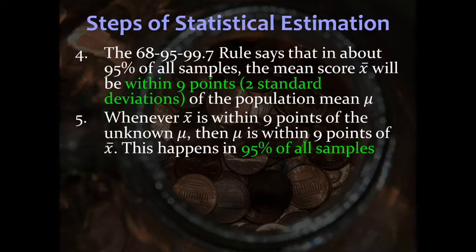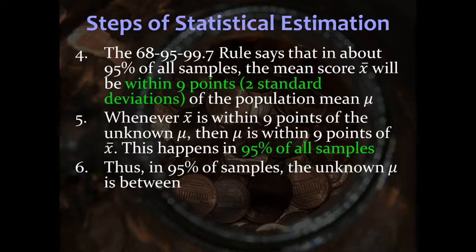Now, whenever X bar is within 9 points of the unknown mu, that means, conversely, the mu is also within 9 points of X bar. That's like saying, if I'm 9 miles away from you, you're 9 miles away from me. And this is also going to happen 95% of the time. So in 95% of samples, the unknown population mean mu is going to be between X bar minus 9 and X bar plus 9. So X bar plus or minus 2 standard deviations. So somewhere between 452 and 470.